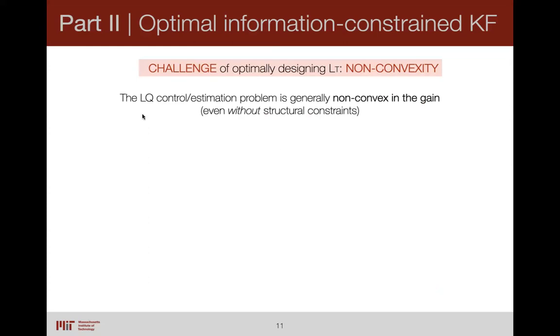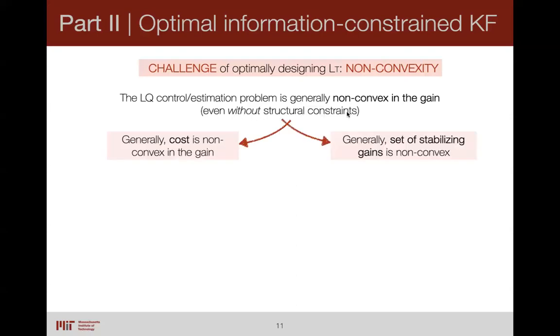The issue is that both in control and in estimation, when we try to write the whole control or estimation problem in the gain, these problems are actually non-convex in the gain. This can happen even without a structural constraint. It's not a matter of trying to add a structure in your gain. It's a matter of framing the problem in the gain.